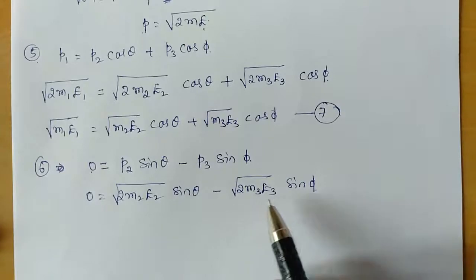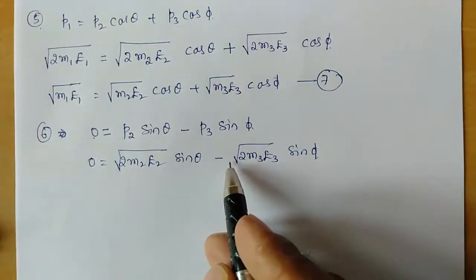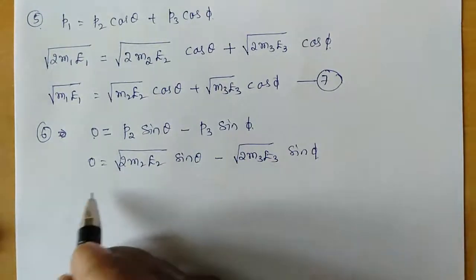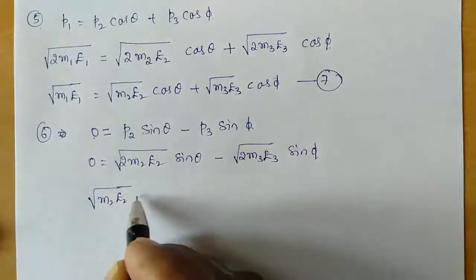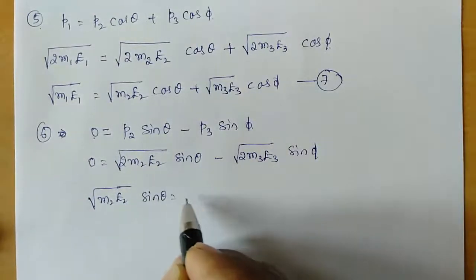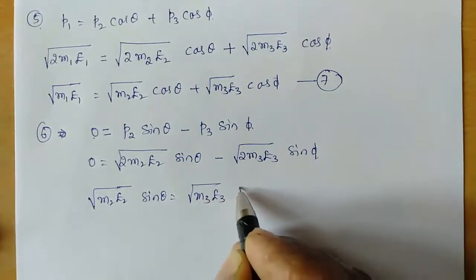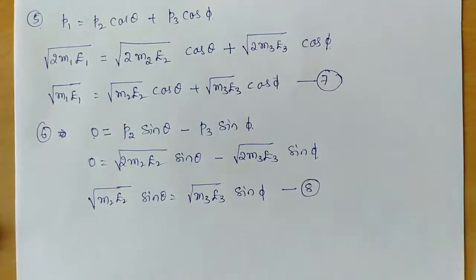Got it, students? Now if I simplify this, because here we have the negative sign, take this to the right hand side and cancel the root 2 on both sides. The remaining equation is the square root of m2 E2 times sin theta equal to the square root of m3 E3 times sin phi. I'll take this as equation number 8.